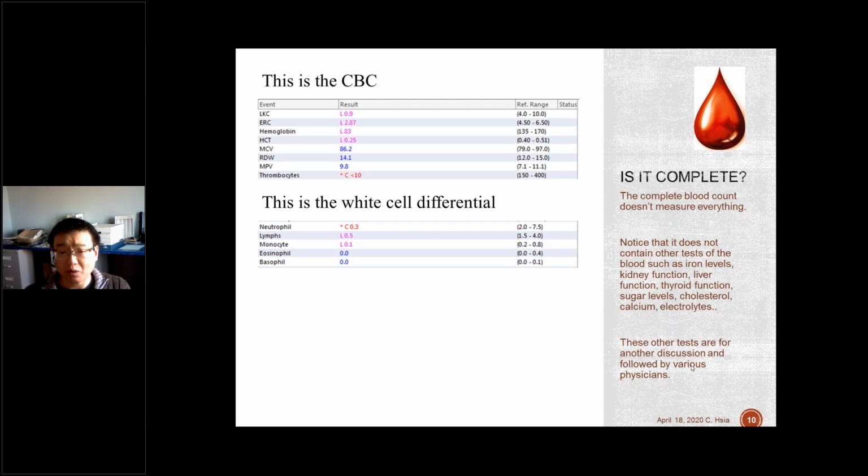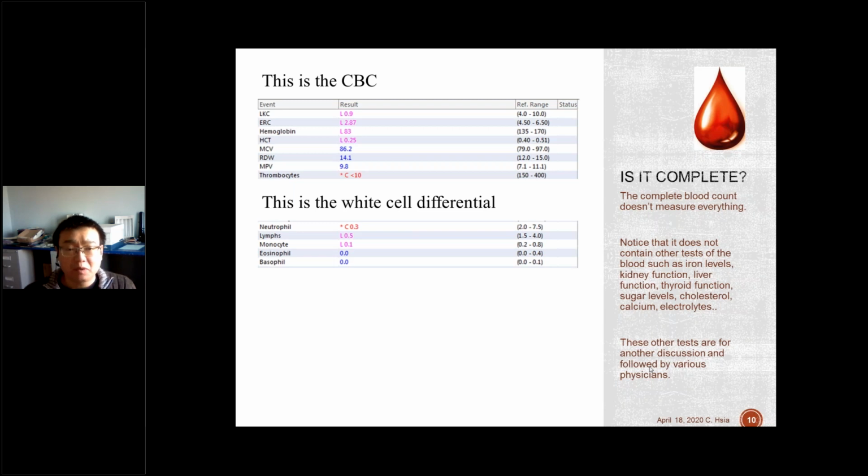Whereas for those other tests, if you're interested in learning about iron, about your kidney function, about your liver function, and so forth, they require other tests, potentially in other test tubes. Unfortunately, we don't have time for that today, but that would require another lecture, perhaps. And they are studied by various physicians. It could be your family physician ordering it. It could be other specialists ordering those tests. So even though we call this a complete blood count, it doesn't describe other functions of the body.